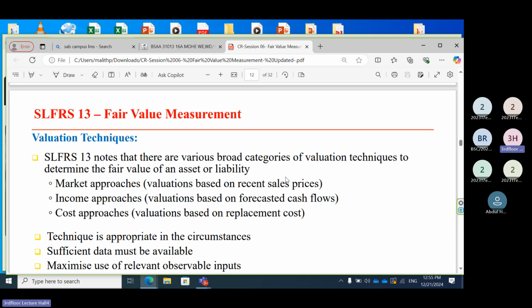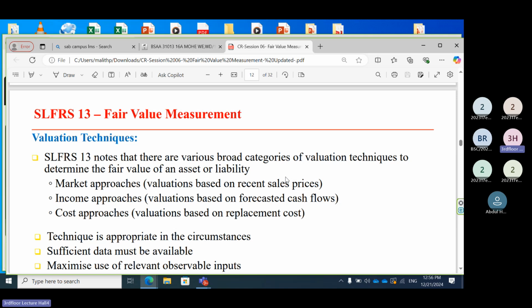If you have observable inputs, priority goes to what? To observable inputs. So the best approach is what? If you can use the market approach, that is the high priority. Secondly, the income approach. Thirdly, the cost approach. If you can get it from the market, please use that. If you are unable to get the market price, then what can you do? You have to use an income approach. What is the income we can earn from this asset? And we need to do a present value calculation. And then that price can be considered as the fair value.